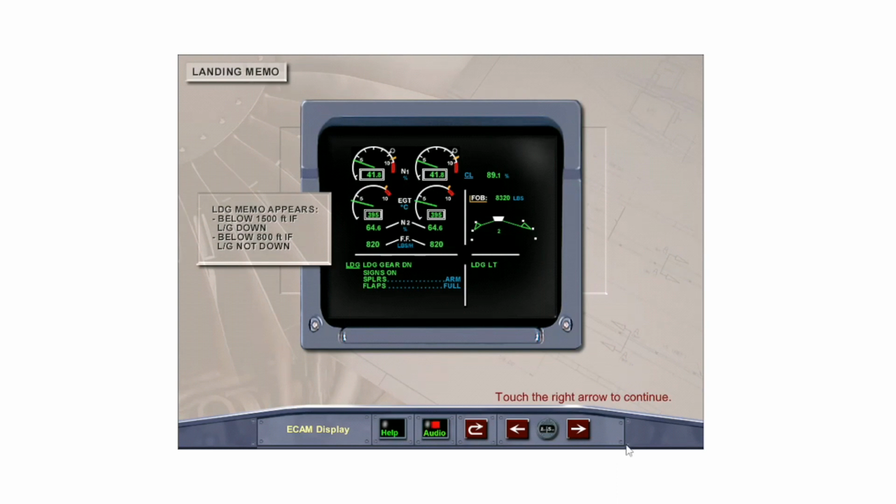The landing memo appears below 1,500 feet if the landing gear is down, or below 800 feet if the landing gear is not down. Again, the required actions are in blue and will change to green after they have been accomplished. The landing memo disappears after touchdown when the aircraft speed is less than 80 knots.